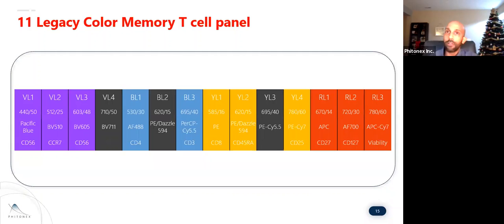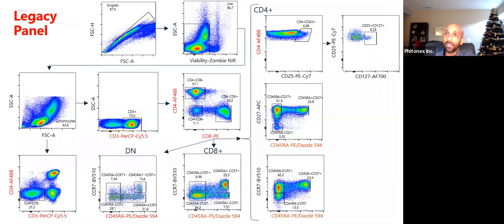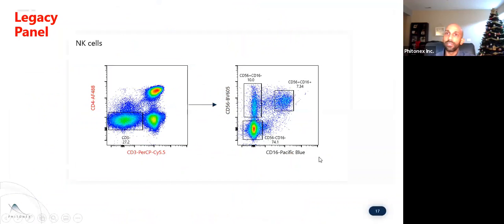So using our now 11 color cytometer, we decided to build a memory T-cell panel using the colors and antigens that you see here. And results-wise, pretty decent. So we were able to pull out our T-cell populations, including our CD4 positive cells, CD8 positive, double negative, as well as our NK cells.